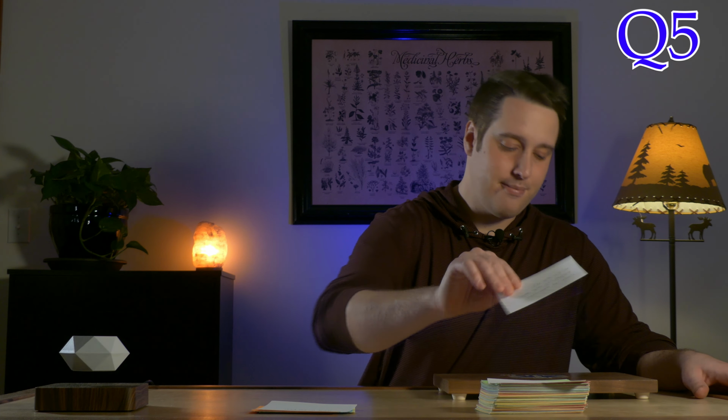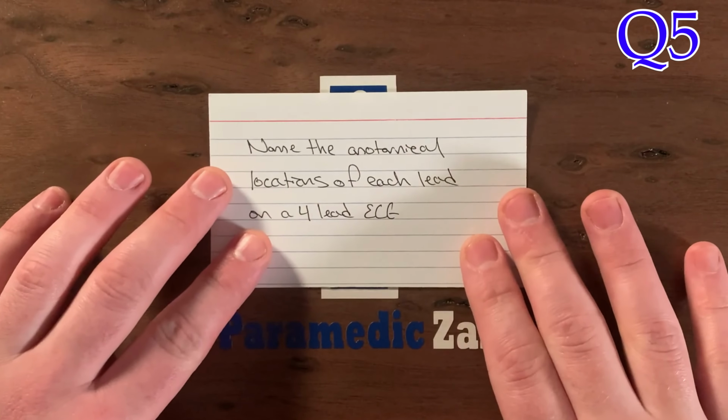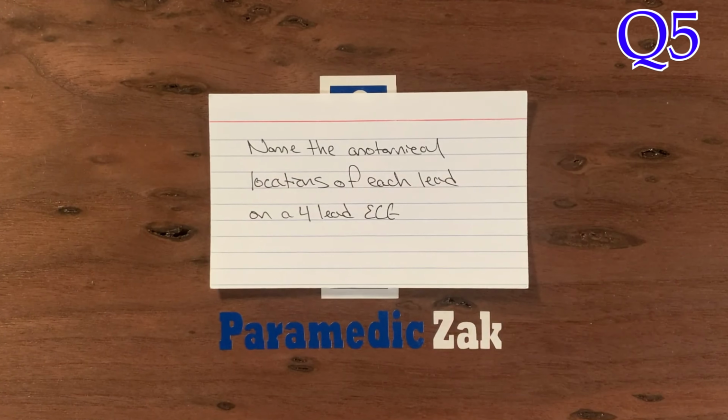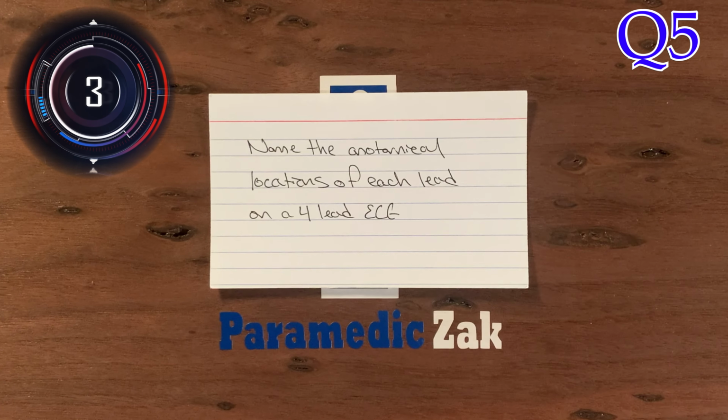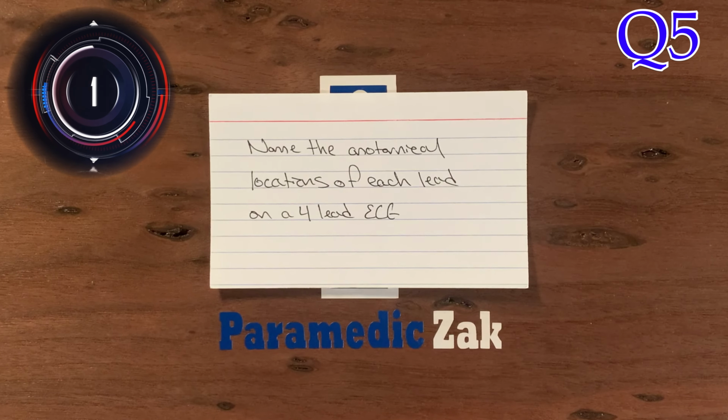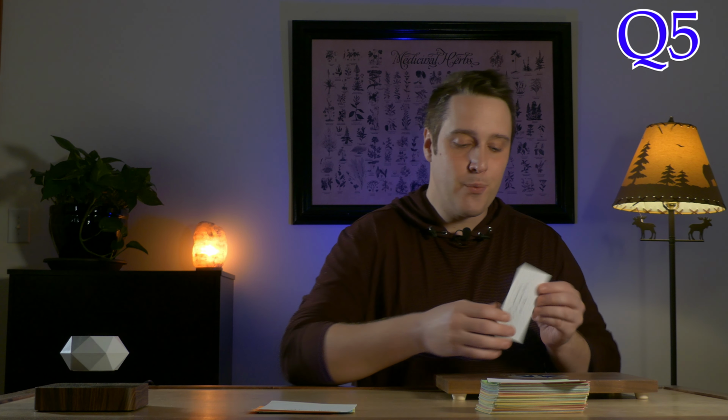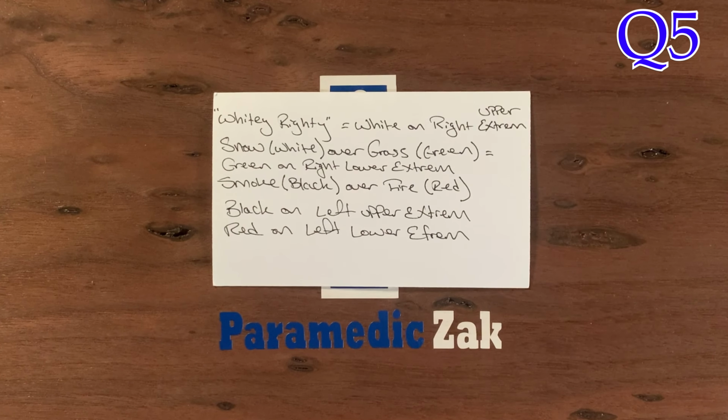Question 5. Name the anatomical locations of each lead on a 4-lead ECG. Alright, so your white lead is going to go on your patient's right bicep. Your black lead is going to go on your patient's left bicep. Your green lead is going to go on your patient's right calf. And your red lead is going to go on your patient's left calf.